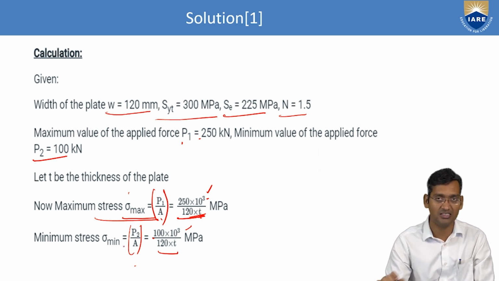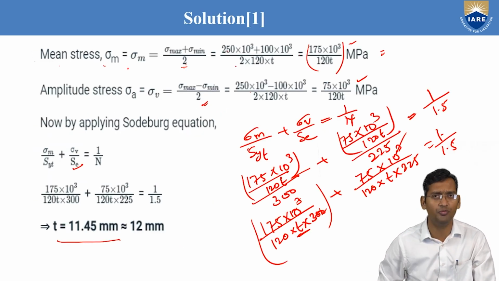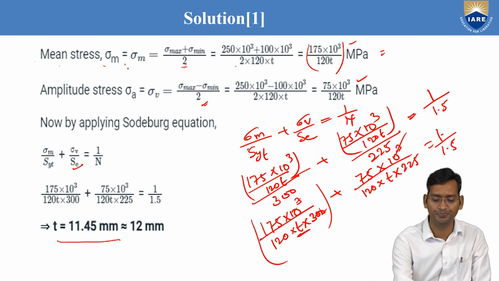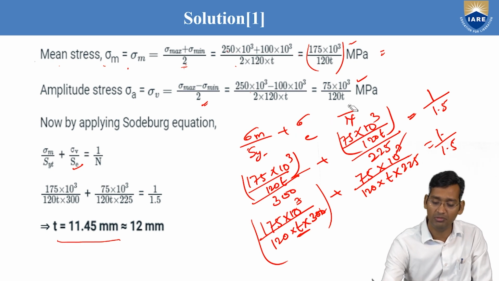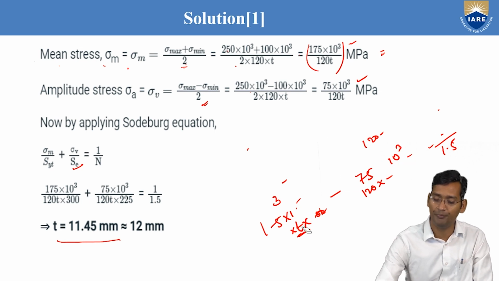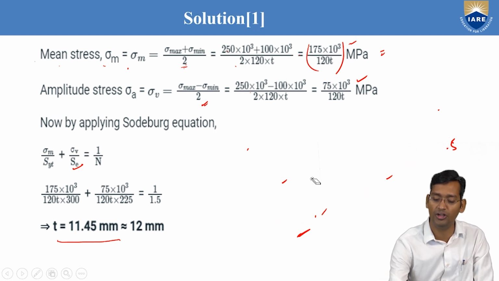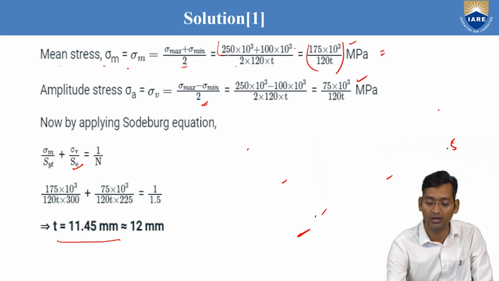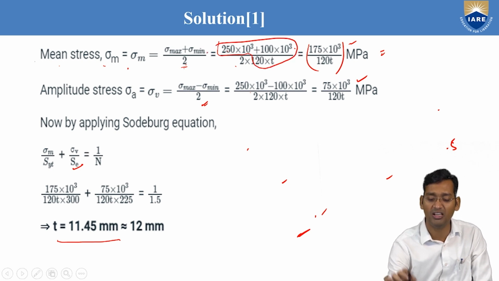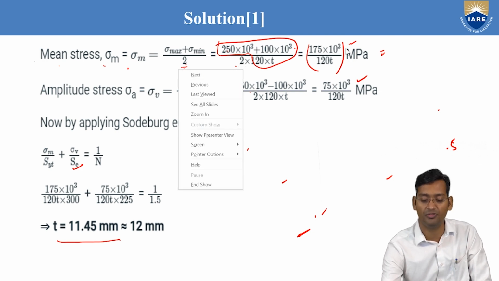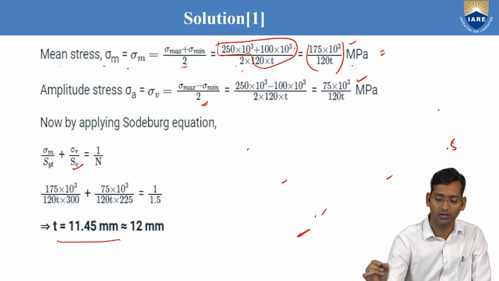So now we have sigma max and sigma mean. Just substitute the values to get sigma m and sigma v. Sigma m equals sigma max plus sigma mean by 2. Sigma max is 250 into 10 to the power 3, sigma mean is 100 into 10 to the power 3, divided by 2 into 120, because this whole part is sigma max plus sigma mean, divided by 2. After simplifying, what you will get is 175 into 10 to the power 3 by 120 T.